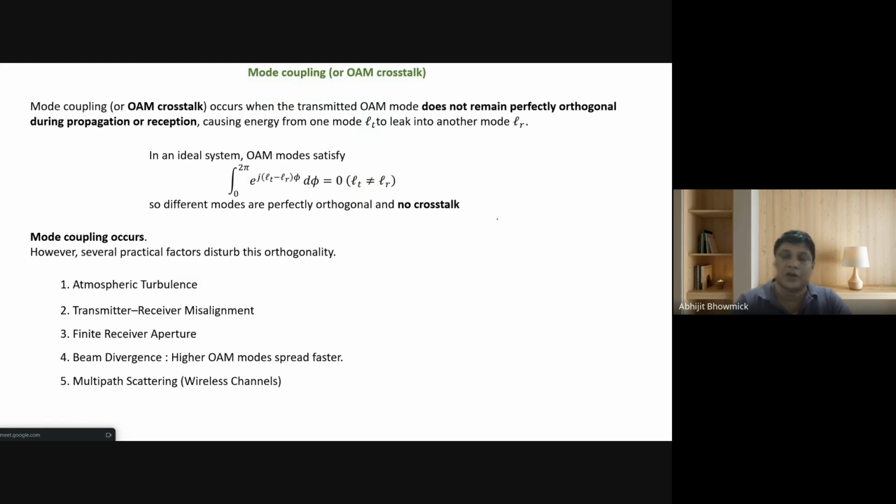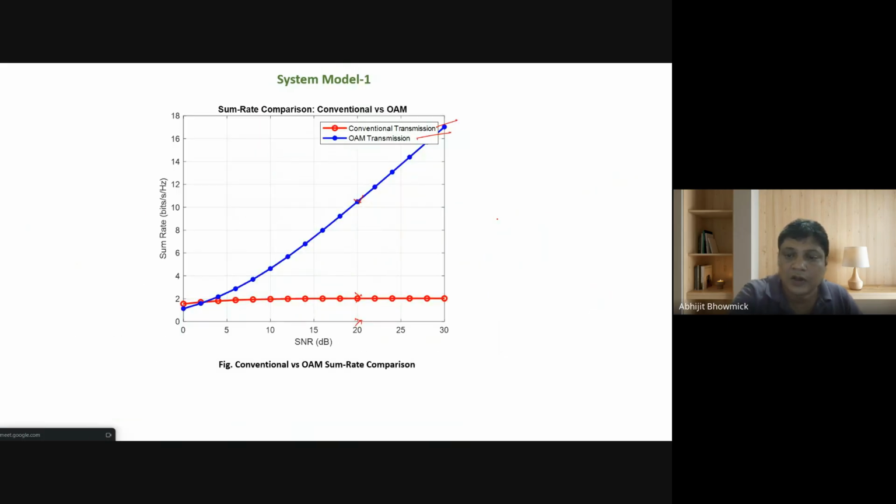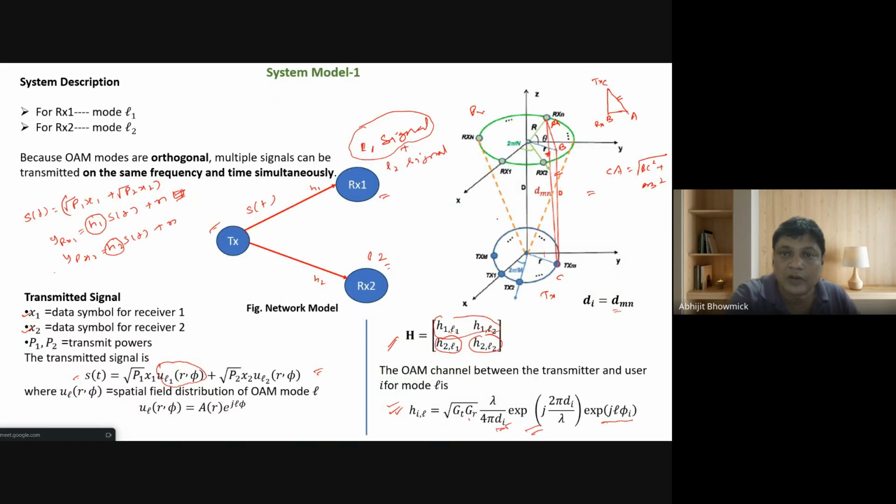Next part, mode coupling and crosstalk. See, previously I wrote one channel matrix, for user 1 and user 2. See here, just a minute.